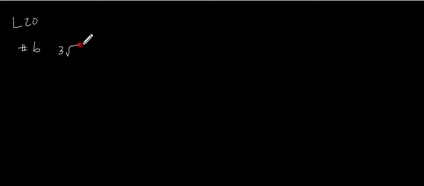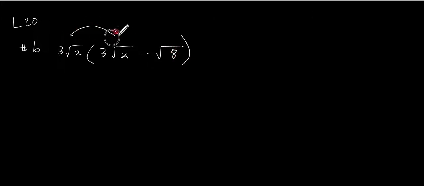So 3 root 2 times 3 root 2 minus root 8. You can call it square root or you can call it root, whatever you want to call it. We're going to distribute it through. This times this and this times this. So you multiply the numbers in front of the radical, which is 9. And keep in mind, anytime you take a square root of a number times the same thing, it's going to be the number under the radical.